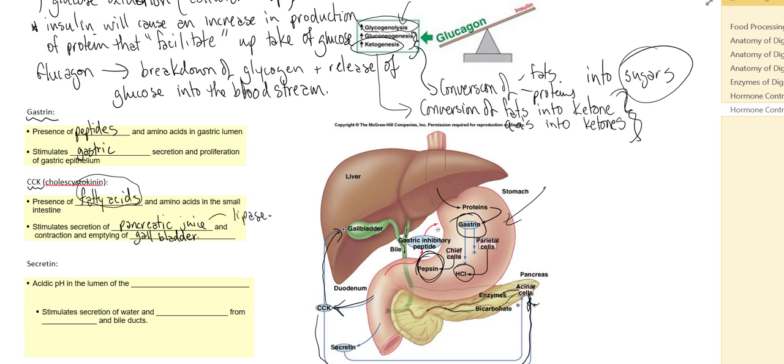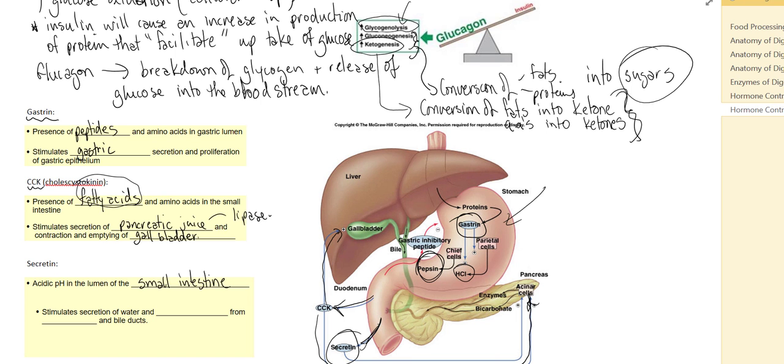Okay, last hormone is secretin, and secretin is also released from the small intestine. And what causes its release is the increased acidity in the pH in the lumen of the small intestine. And of course, that happens as the pyloric sphincter of the stomach opens and releases that acidic chyme into the small intestine. That acidic chyme is going to stimulate the small intestine to release secretin, and secretin has an effect on the pancreas, again, to release that pancreatic juice, right?